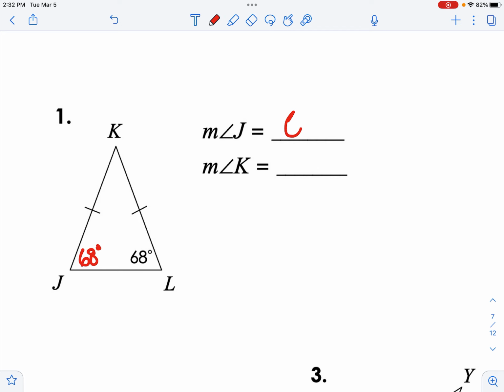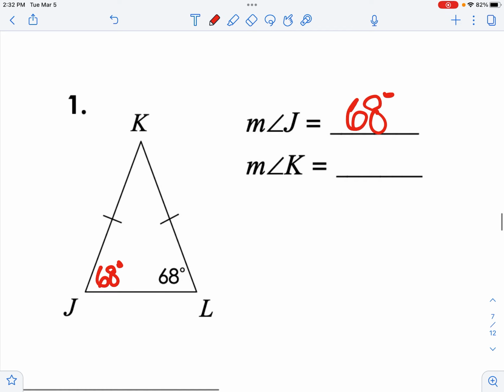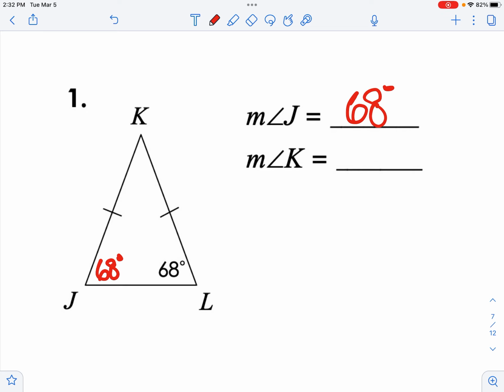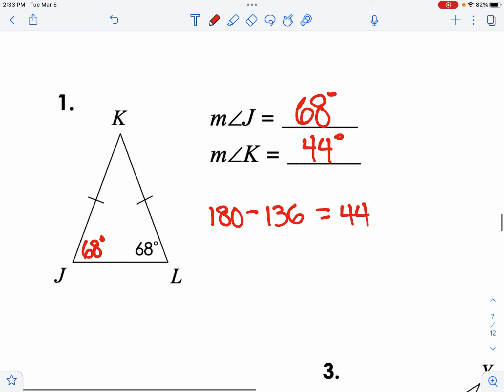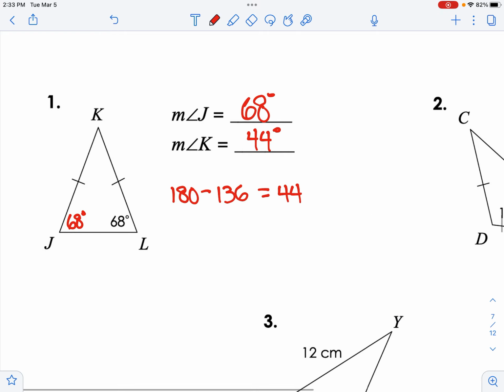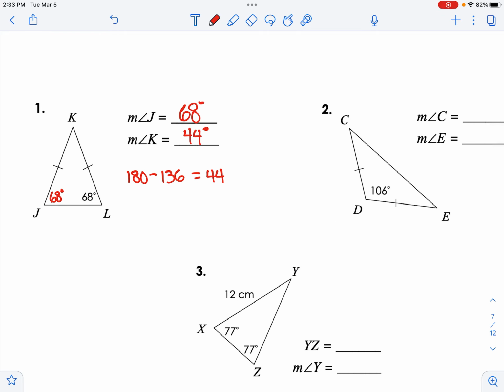Okay, so cool. Now we have K left over, so we're just going to go 68 plus 68, which would give us 136. So if I go 180 minus 136, that tells me that the last angle has to be 44 degrees. Okay, and that's just using the stuff we know about triangles and isosceles triangles.